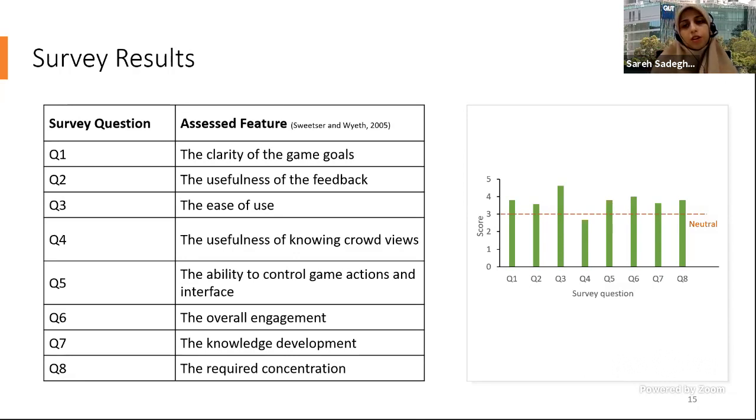The score for other questions ranges between 3.5 to 4, such as 4 for question number 6, which is the overall engagement of the game. And this confirms that gamification is a promising technique for improving user engagement.